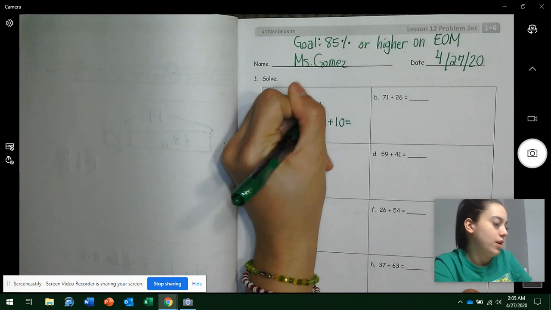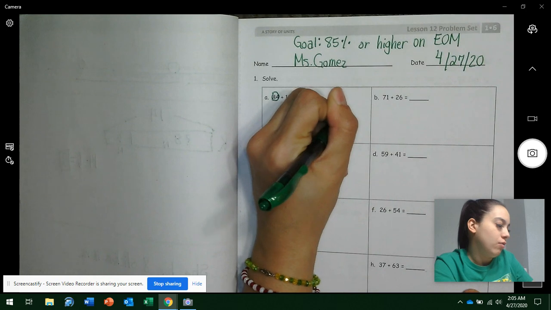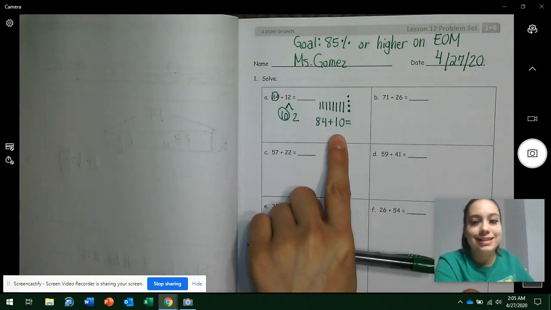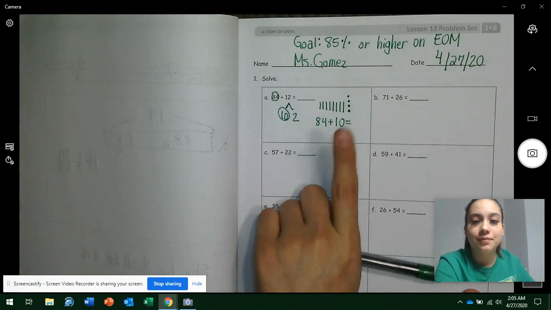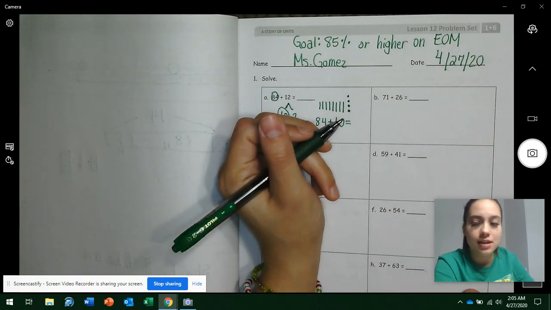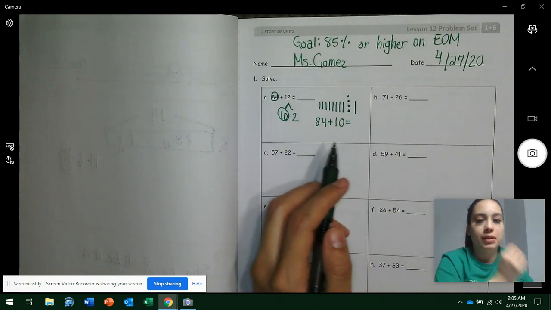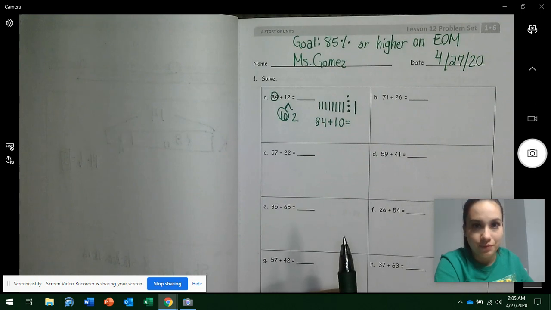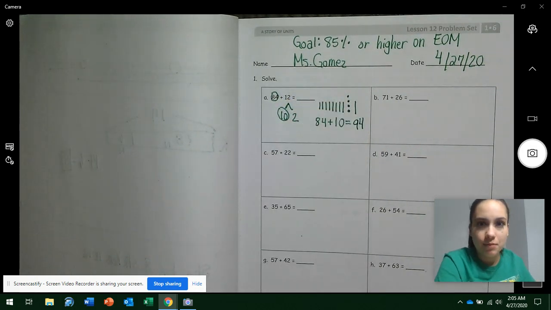So let's draw it. 1, 2, 3, 4, 5, 6, 7, 8. 1, 2, 3, 4 ones. And we're only adding 10. So how many tens and ones in 10? Yes, 1 ten, 0 ones. So all you draw is 1 ten. So what's 84 plus 10 more, boys and girls? Yeah, 94. Are we done with the problem yet?